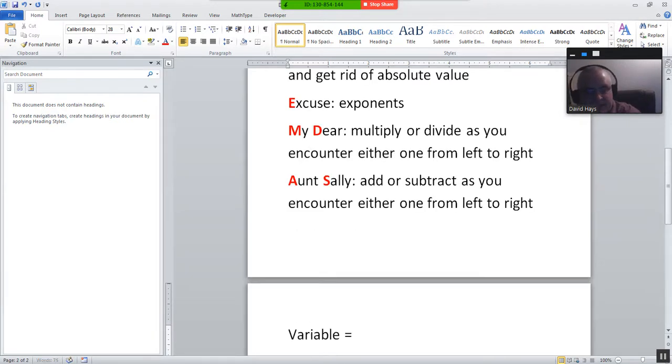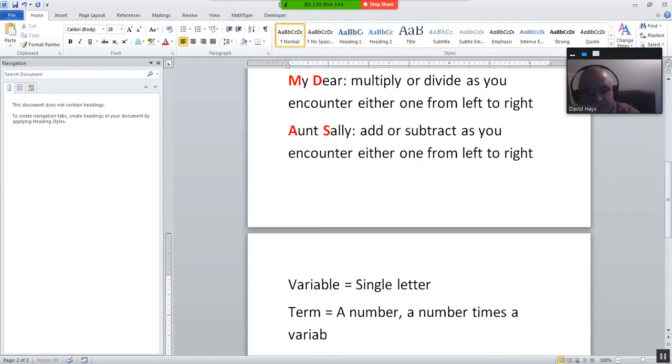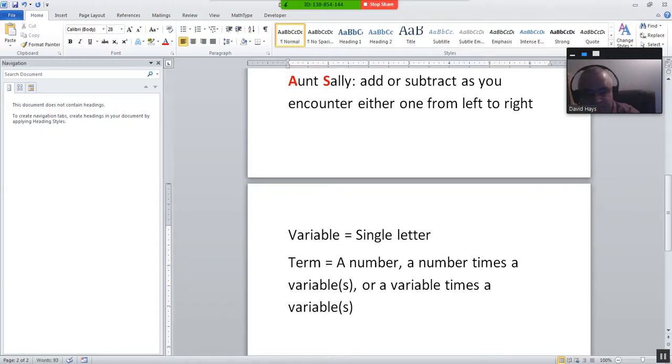We have a variable, which is a single letter. We have a term, which is a number times a variable, and I'll put an S on there because you can have more than one, or a variable times a variable. Examples of these: 5 would be a term. It's a number. 7x would be a term. It's a number times a variable.